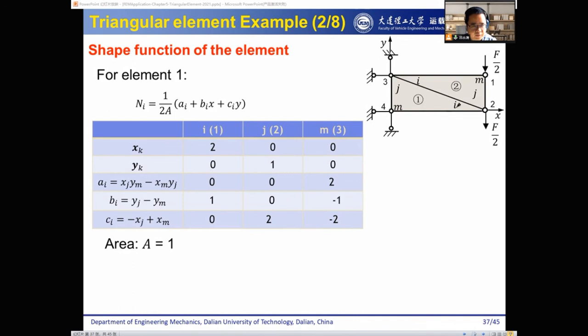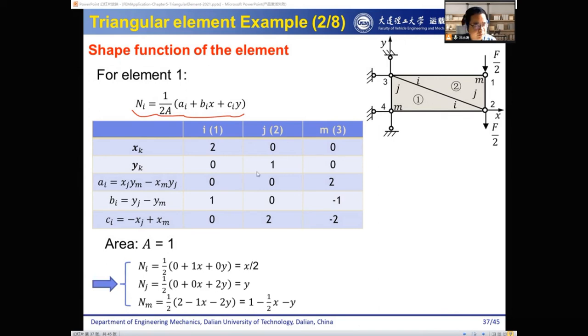For element 1, we define I, J, M. Element 2, we define I, J, M. So then we have the corresponding nodes. Then we use the formula. This is the formula for the shape function. We put it in the formula, so we don't give details here. So you need to do your own practice.